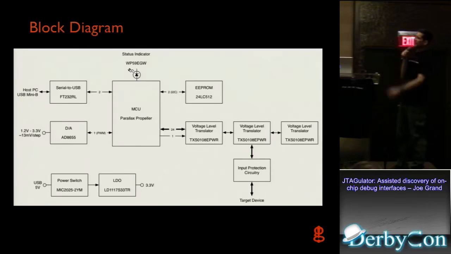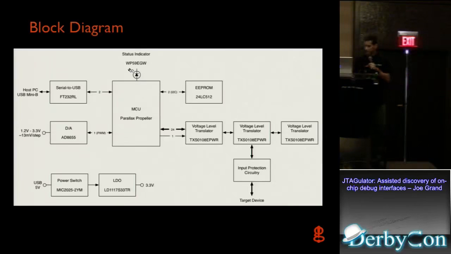We have an FTDI serial USB interface that powers the JTAGulator, also serves as our command interface, and also serves as a way to change firmware on the Propeller. So it's a multi-use interface, which is kind of cool. For our adjustable target voltage, we have a D to A set up with an op amp. We have our level translators going out to the input protection circuitry, and some power supply stuff.